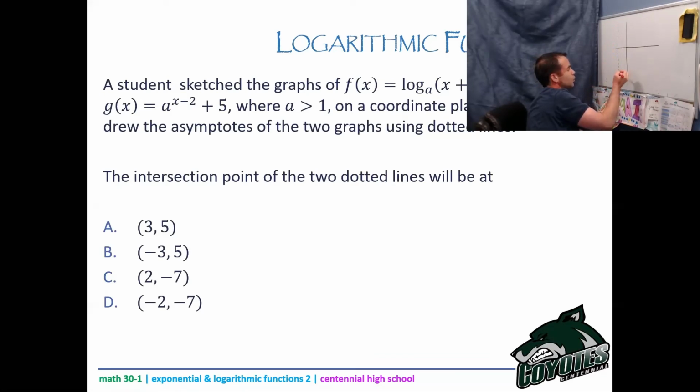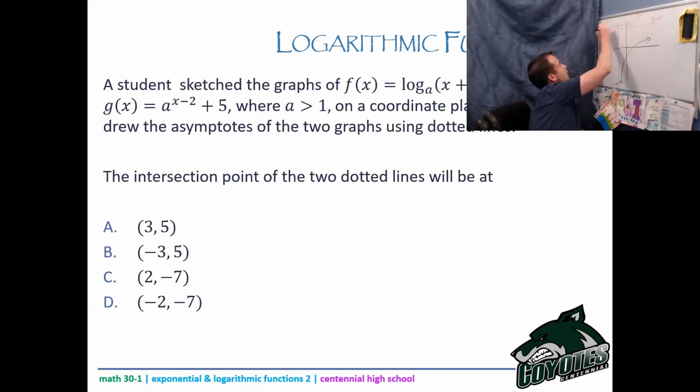Okay, so this graph might look something like this. Okay, I'm just drawing a sketch. Remember, it's been moved down 7. Might look something like that. Then the g of x is an exponential graph. An exponential graph has a horizontal asymptote at y equals 0, but then that's been moved up 5. So this is now going to have a horizontal asymptote at y equals 5. And then I'm going to have some sort of an exponential function there. So it might look something like this.